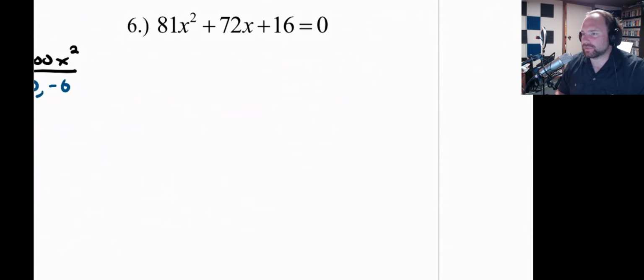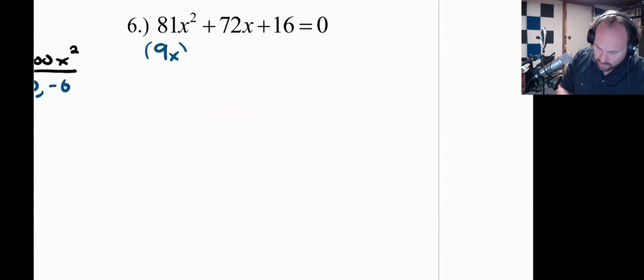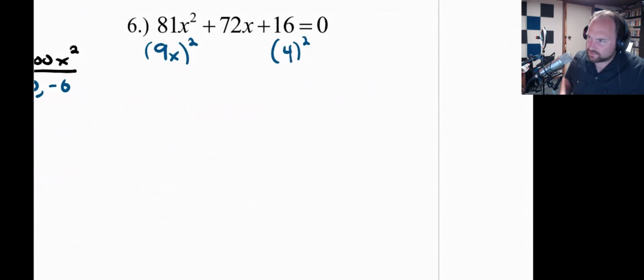Actually, no, I'm noticing something. 81 is 9x squared. 16 is 4 squared. So I'm already suspicious that this is another perfect square trinomial. I'm going to guess right away that this is 9x plus 4 times 9x plus 4. I'm going to try it.